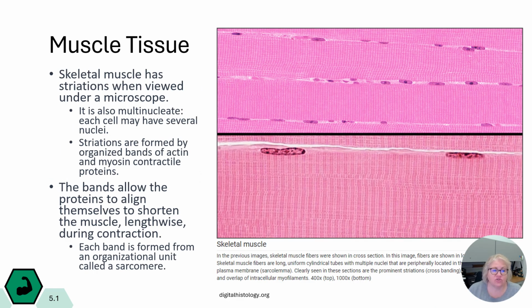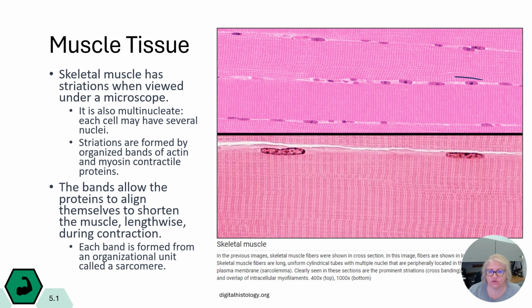Skeletal muscle has striations when viewed under a microscope. It is also multinucleate. Each cell may have several nuclei, and you can see that down here. Remember that when you're looking at a microscope slide, you're taking a very thin slice through a three-dimensional structure. So if you slice below a nucleus, you may not see it. You'll see it if you slice through it, and there may be one above, but the fibers are actually circular, so you're just making a slice through, like a slice through a loaf of bread.